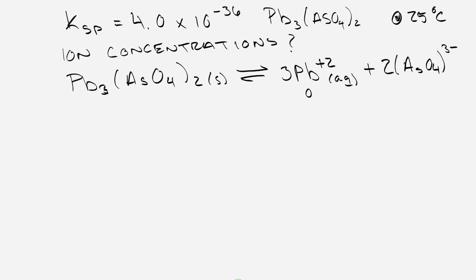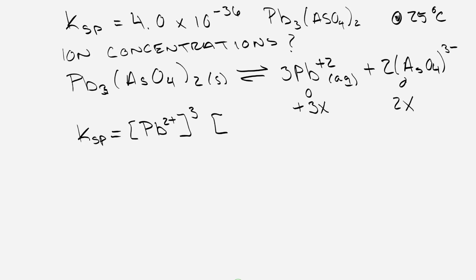Again, we start at 0, and we're going to gain some amount, 3x here, and over here we're going to gain 2x. Now let's write our KSP equation with our concentrations first. So Pb, lead, Pb2 plus, raised to the 3rd power, that coefficient there. And then we're going to come here, and our AsO4 3 minus, and that one is raised to the power of 2.